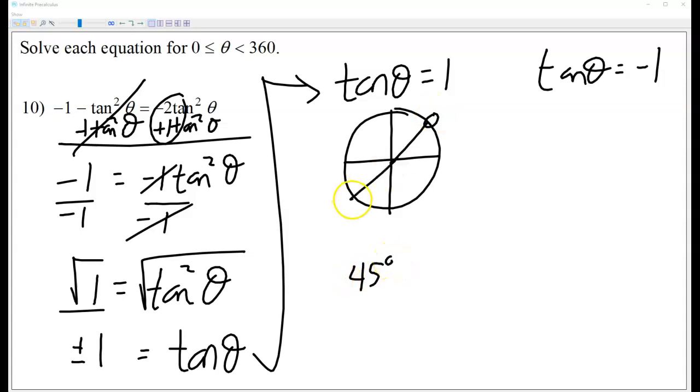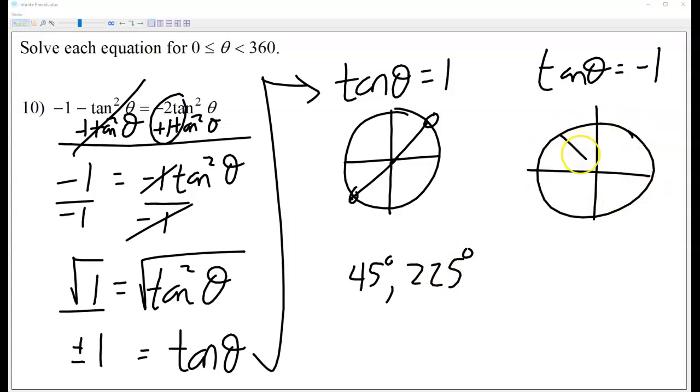The other place it equals 1 is down here, which is at 225 degrees. Then we want to find where tangent equals negative 1. One of those places is up here. That's 135 degrees. And the other one is diagonal to that, over here, which is 315 degrees.